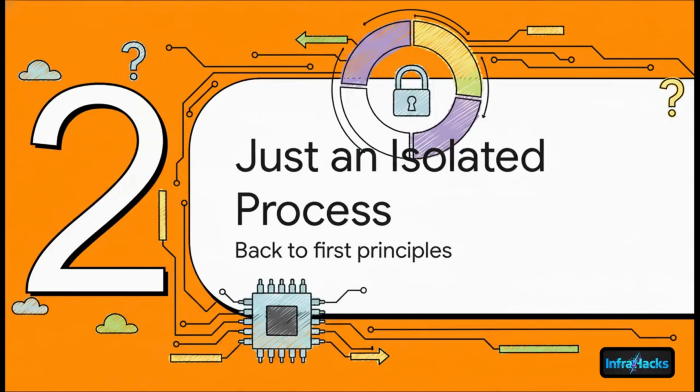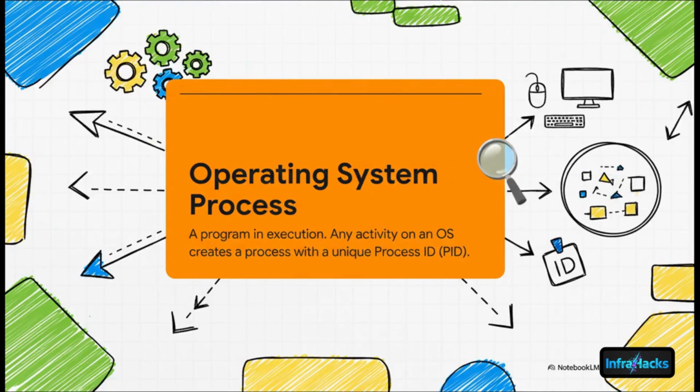Okay, so to really get it, we have to strip away all the jargon. Let's forget about the IT world for just a second and start with the most basic building block of any modern computer. Think about it. Every single thing your computer is doing right now, from playing this presentation to tracking your mouse cursor, it's all just a process. It's a program that's running, and the operating system gives each and every one a unique ID, kind of like a license plate to keep track of it all.